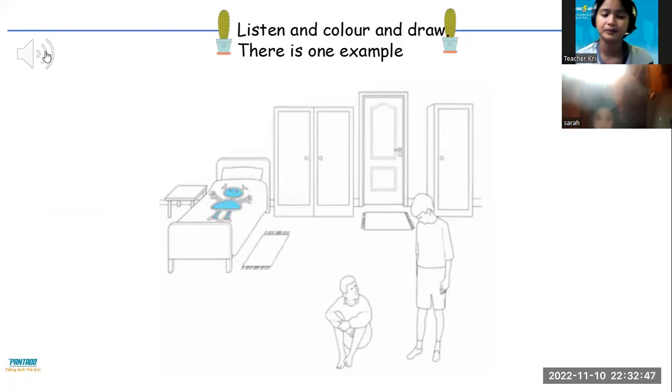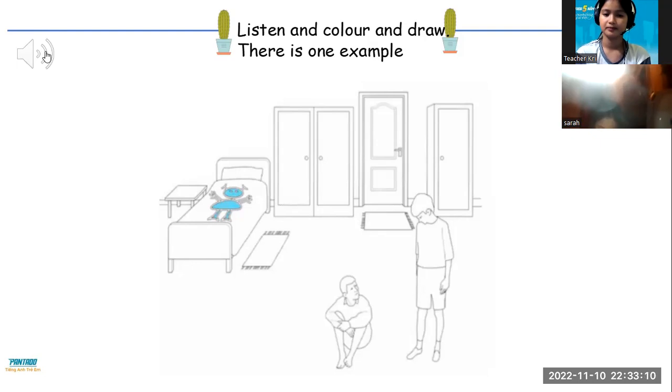Part 5. Look at the picture. Listen and look. There is one example. Can you see the monster on the bed? Yes, I can. Well, colour the monster blue. Can you see the blue monster? This is an example. Now you listen and colour and draw.